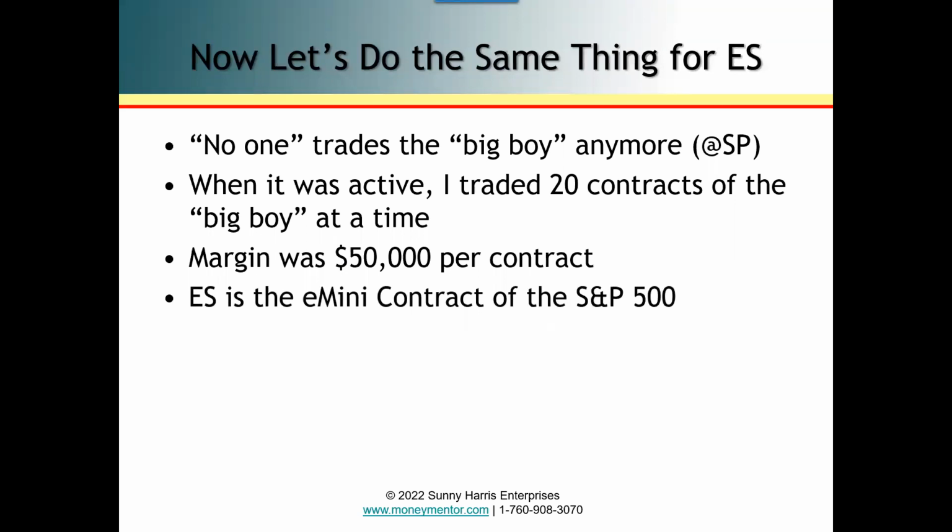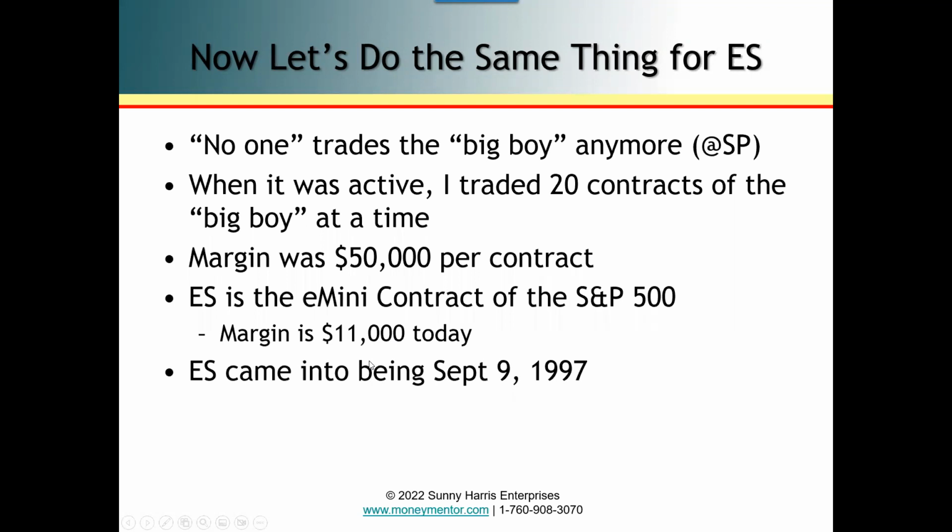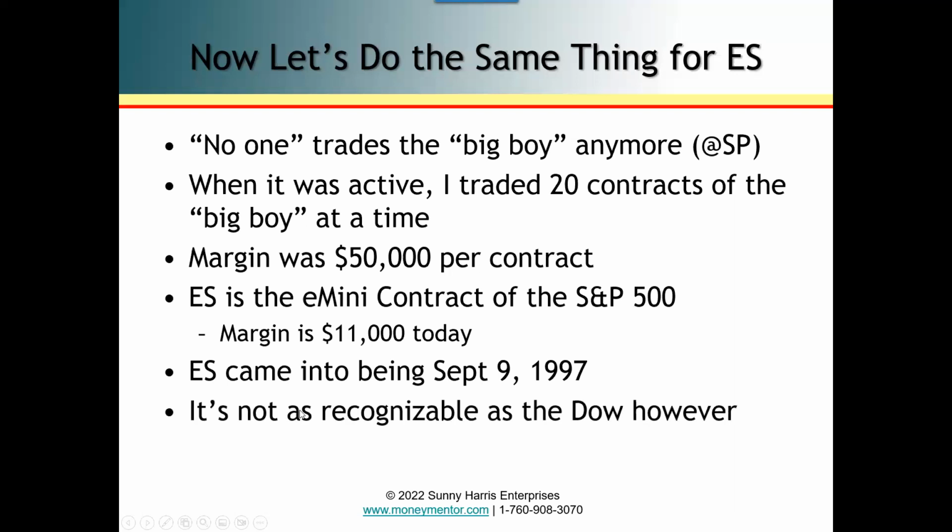Now the ES is the E-mini contract of the S&P 500, and they also have the MES, which is a tenth of that. So margin right now on the E-mini is 11,000, and the ES came into being on September 9th, 1997. The S&P itself came into being in 1982, which is the year I actually started placing trades in the market. But it's not as recognizable as the Dow. If I tell you the S&P is down 48 points, you don't relate to that. You know how much 300 points Dow is. I just pay attention to the Dow.